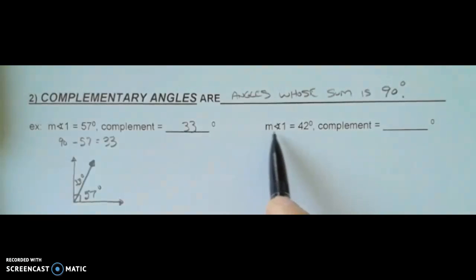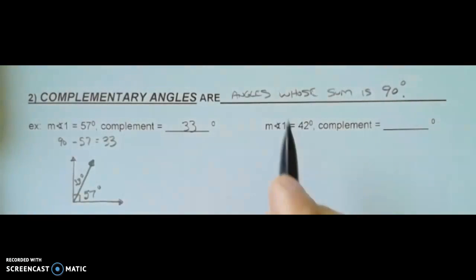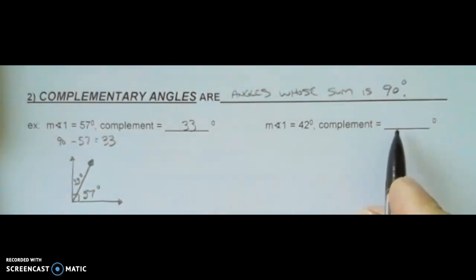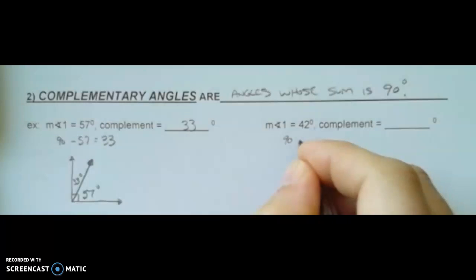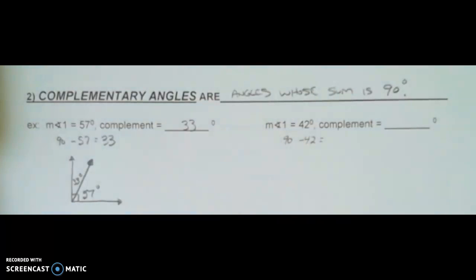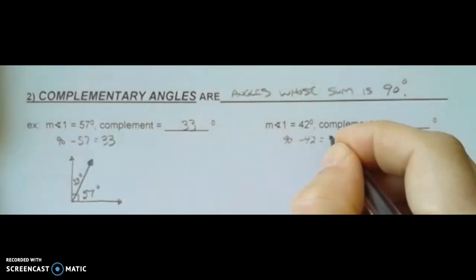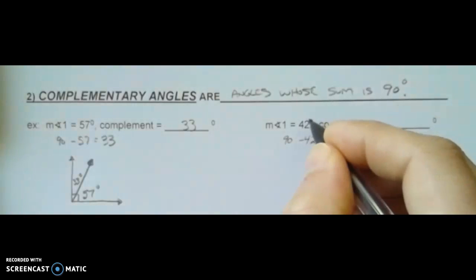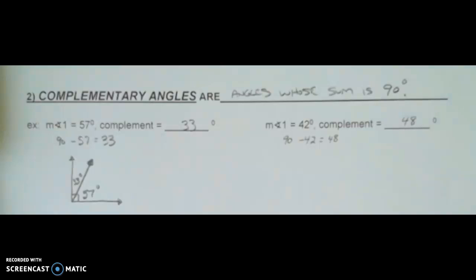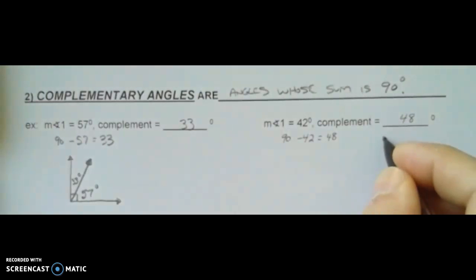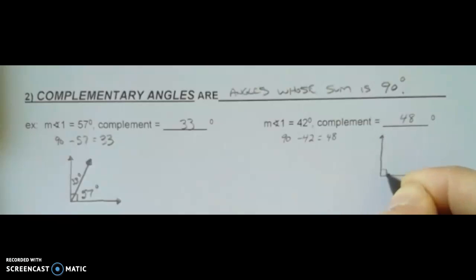Another example, the measure of angle 1 is 42 degrees. The complement is blank degrees. So again, to figure out the measure of the complement, all we're going to do is take 90 and subtract 42. And if you do 90 minus 42, you get 48. So the complement of a 42-degree angle would be a 48-degree angle. And again, you can just sketch a picture of what that might look like. They form a right angle. Okay, and then we'll draw in another ray. Okay, and we have a 42-degree angle, and the complement, which would have to be a 48-degree angle.